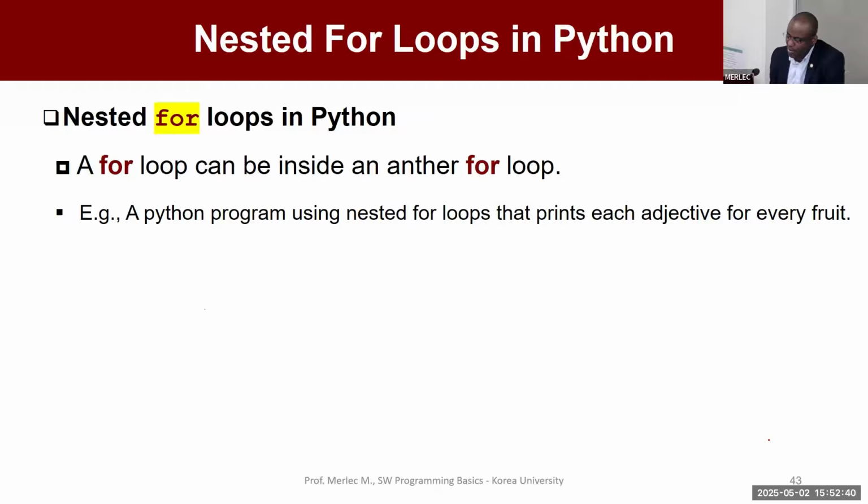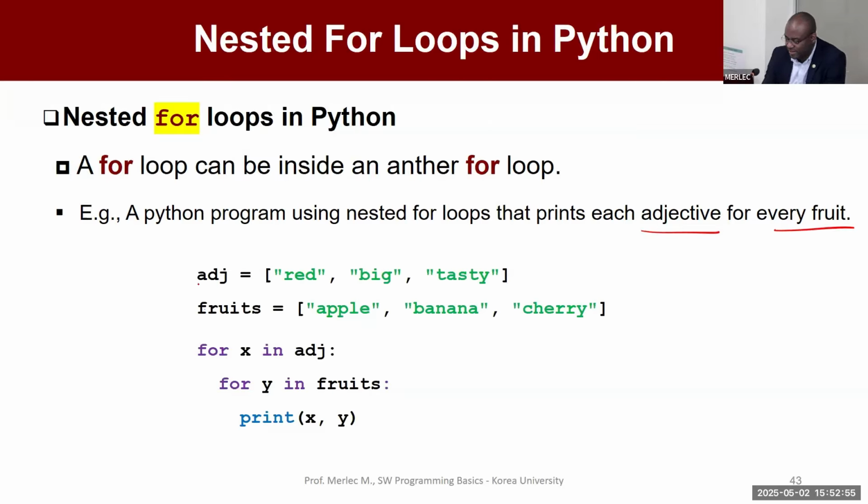Then we have seen our example of fruits. Now let's take an example to build a Python program which uses nested loops to print each adjective for every fruit in the list. We have a list of adjectives: red, big, and then tasty. We have the list of fruits. We have two lists. Each for loop will be used to explore each list.